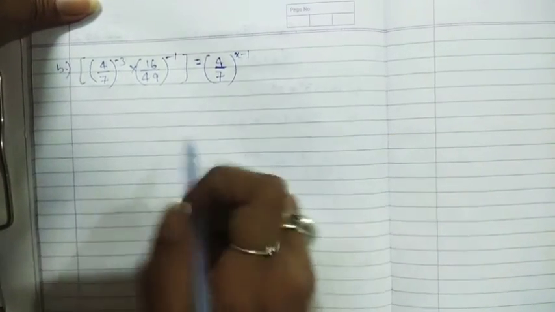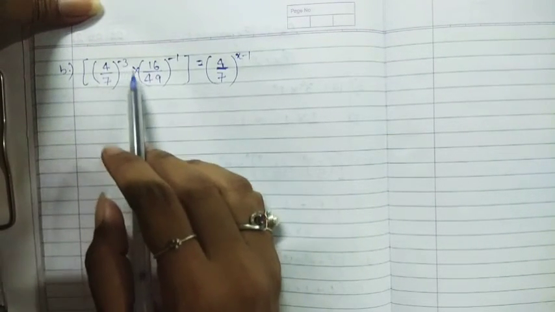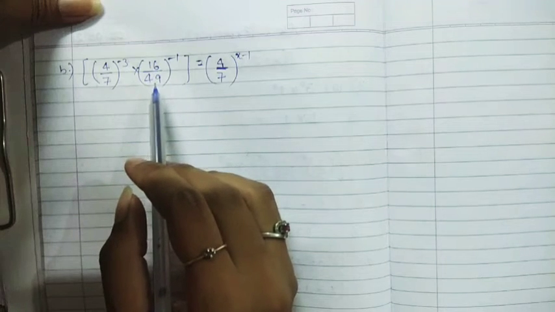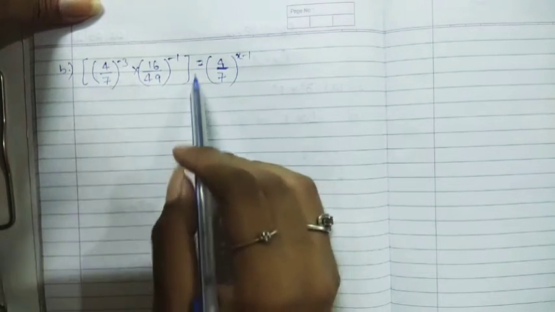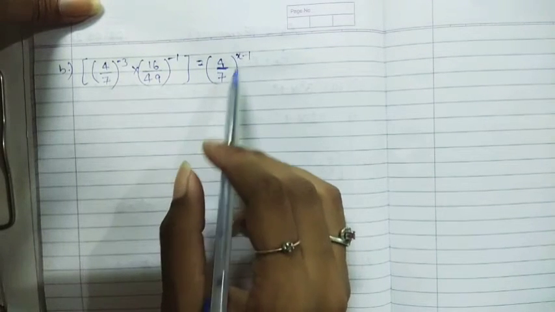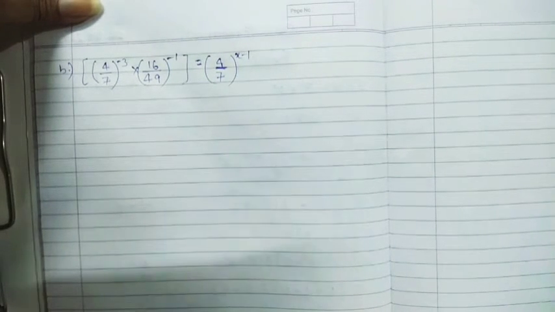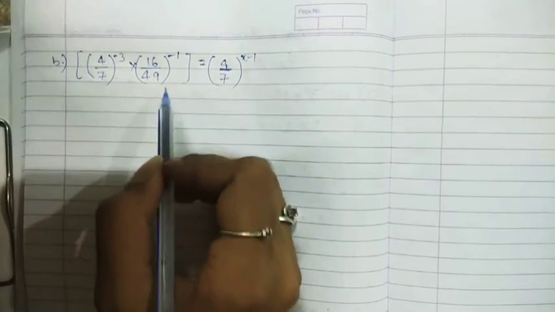In this we have 4/7 power -3 multiply 16/49 power -1 in square bracket equals 4/7, the power is x -1. Solve this part.